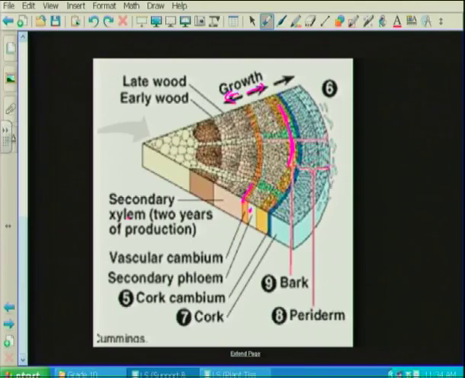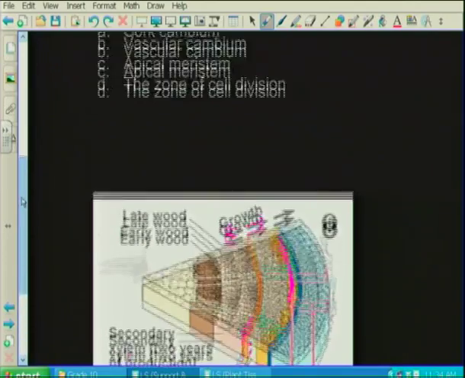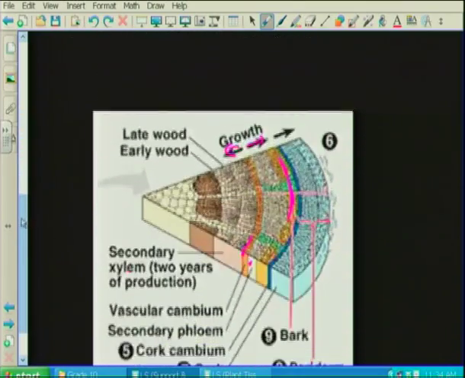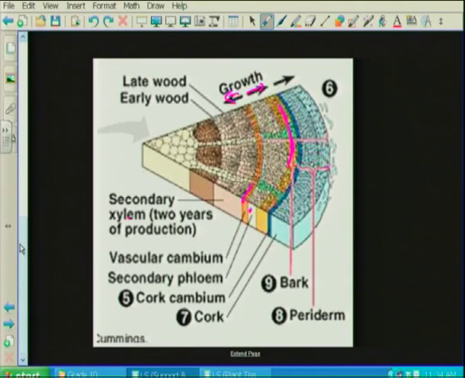So we want to know what is between the bark and the wood in the woody stem. Here is the bark of your wood. This whole area is the bark of your wood, and the woody stem.